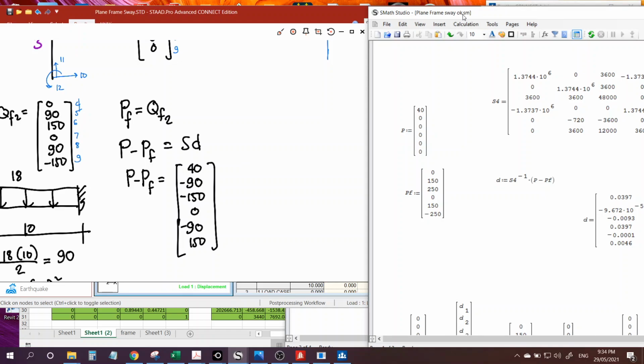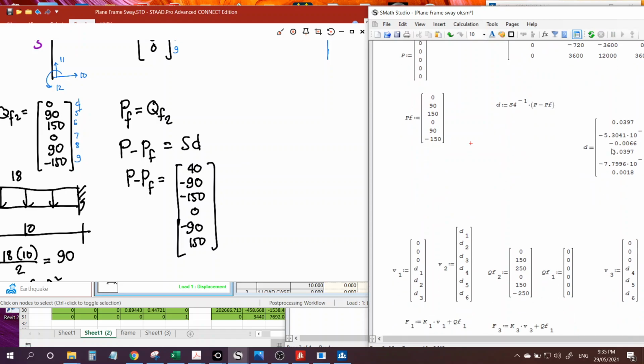So this should be 90, 150, 0, 90, and negative 150. Okay, so this is the displacements.